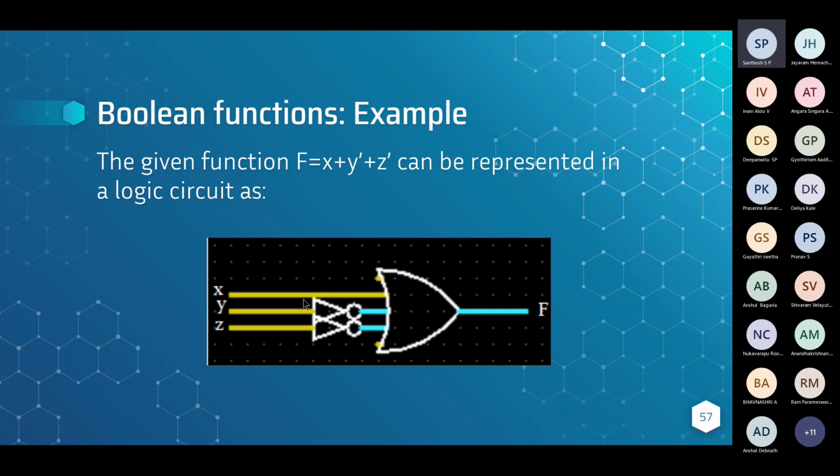So we use two NOR gates to invert y and z to get y dash and z dash, and we feed x, y dash, and z dash to a three input OR gate, which outputs the function f equals x plus y dash plus z dash.